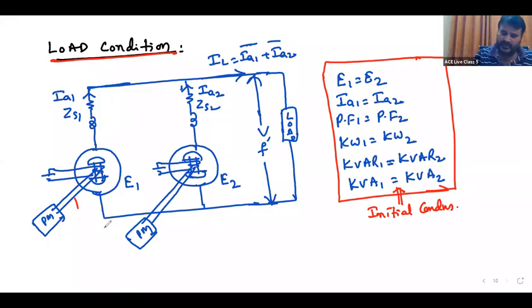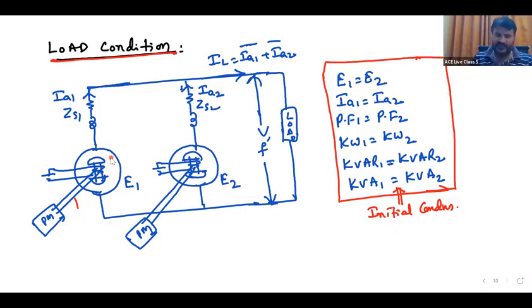Okay. So they are sharing the load equally. Dear students, IA1 is equal to IA2. Power factors are the same. Their active power sharing is the same. Reactive power is also shared equally. Their ratings are also the same. Now, for example, a 100 kilowatt load is there, say. Both are 50-50, both are sharing equally. And 50 kVR, 50 kVR. Their load sharings are the same.